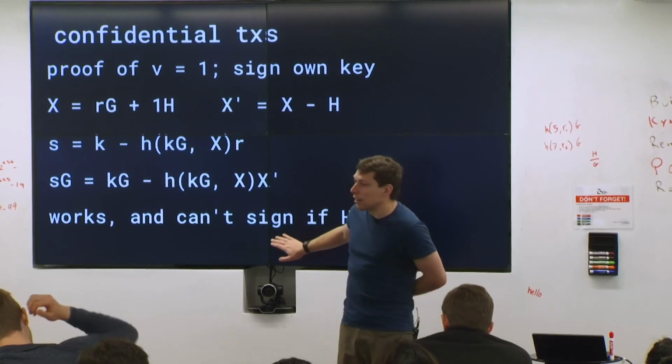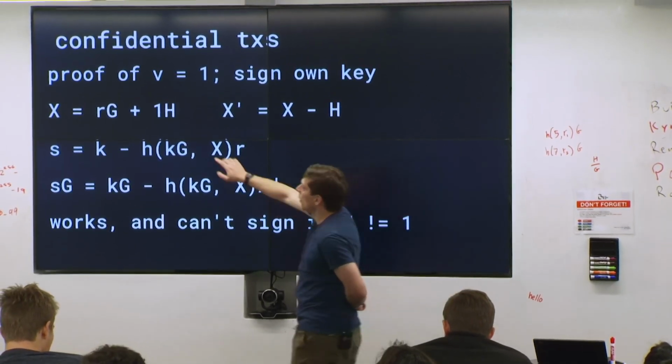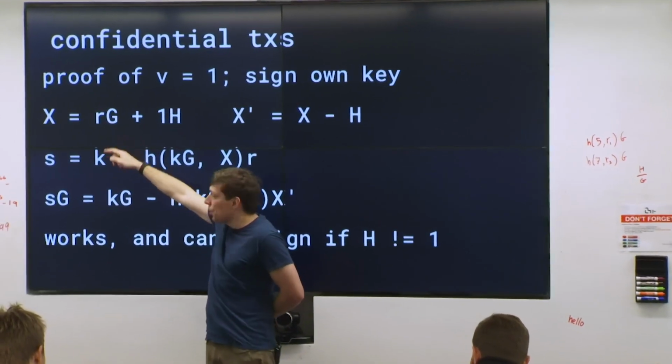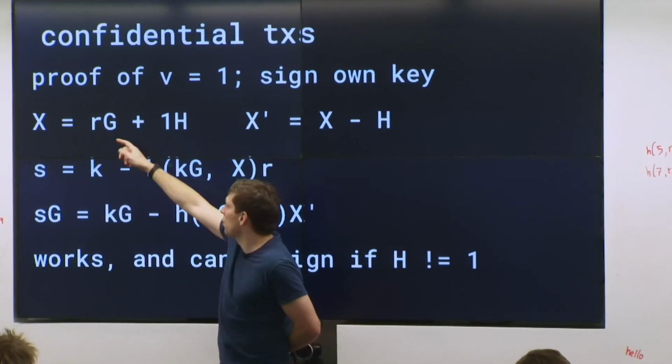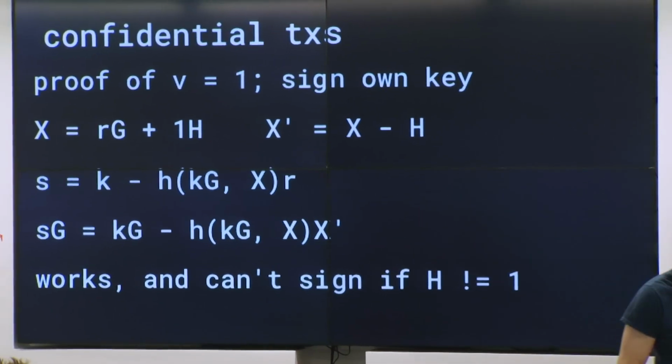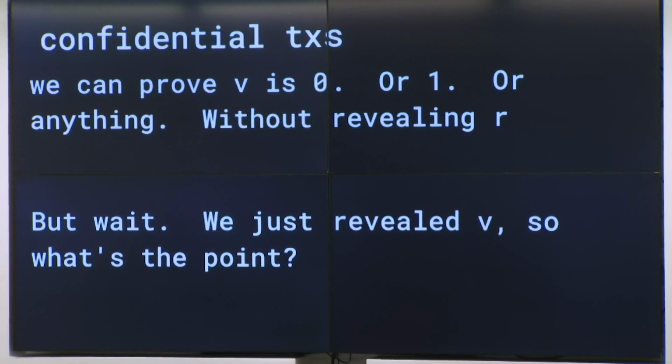I can't do that unless V is 1, right? So if I have this, and then I subtract h, then I get back to r times g. I can now provide a signature just using r. It'll work. So what does this get us?